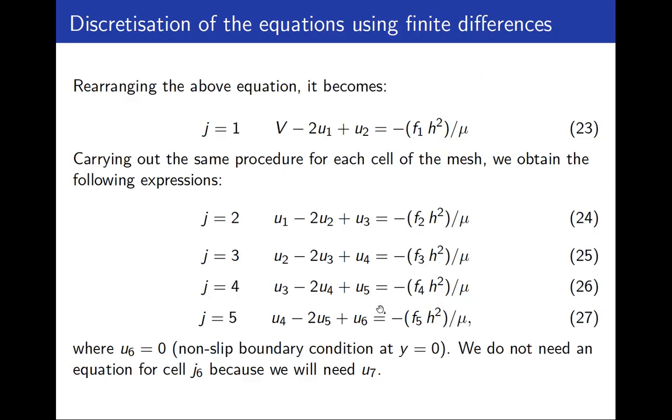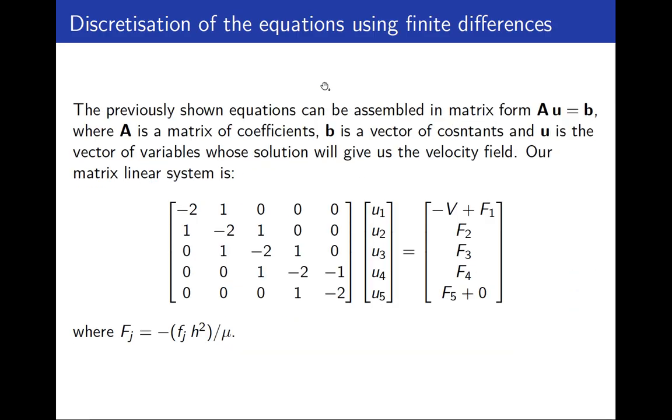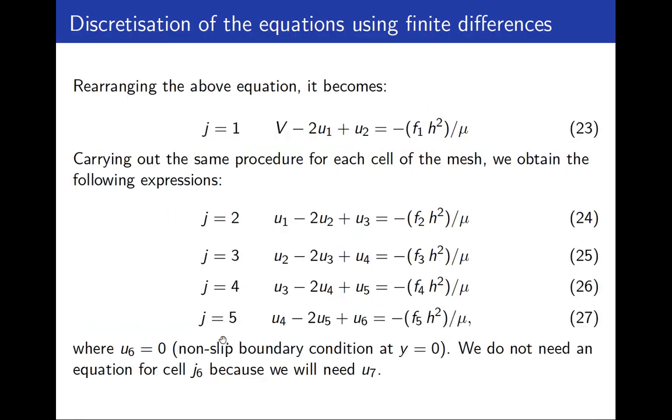So we can arrange these equations into a matrix system, which adopts this form, a linear system. A is a matrix of coefficients, B is a vector of constants, and U is the vector of variables, the vector of unknowns, whose solution will give us the velocity field we are looking for. So this is the matrix linear system we obtain from applying the finite difference method, where capital F is equal to these terms.